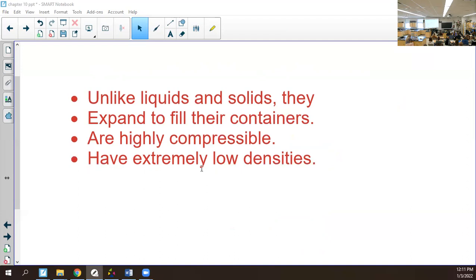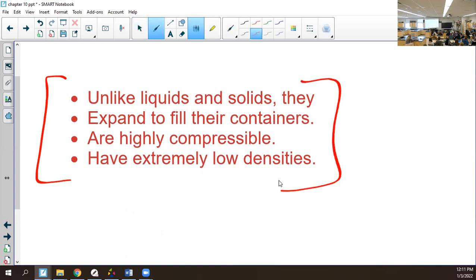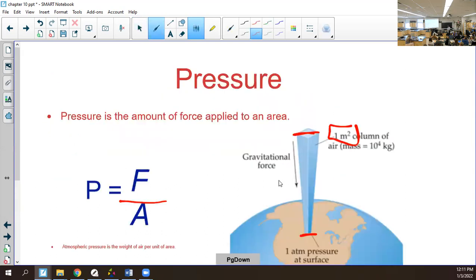I'm blushing. All right, they have low densities. You need to know just the basic properties of a gas. They're pretty easy. Okay, we're going to talk about pressure. Pressure is not super hard. All of you are under pressure right now. Pressure is the amount of force applied to an area. That's all. It's not the hardest thing ever.